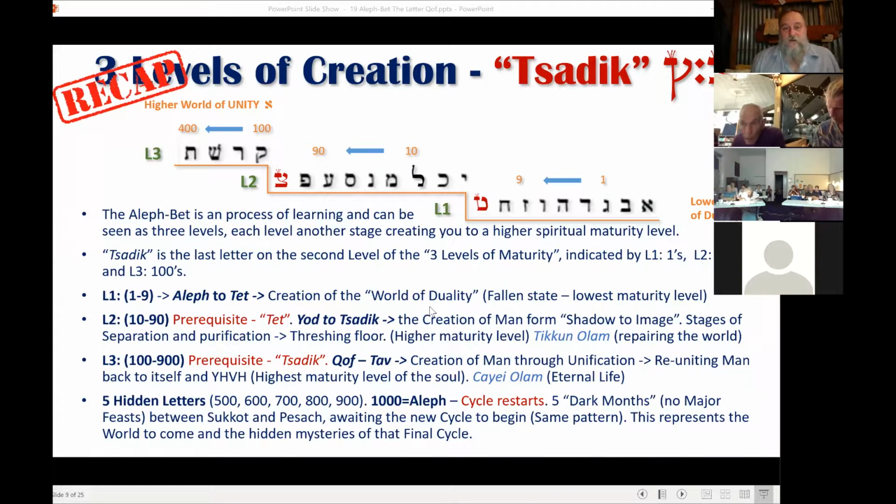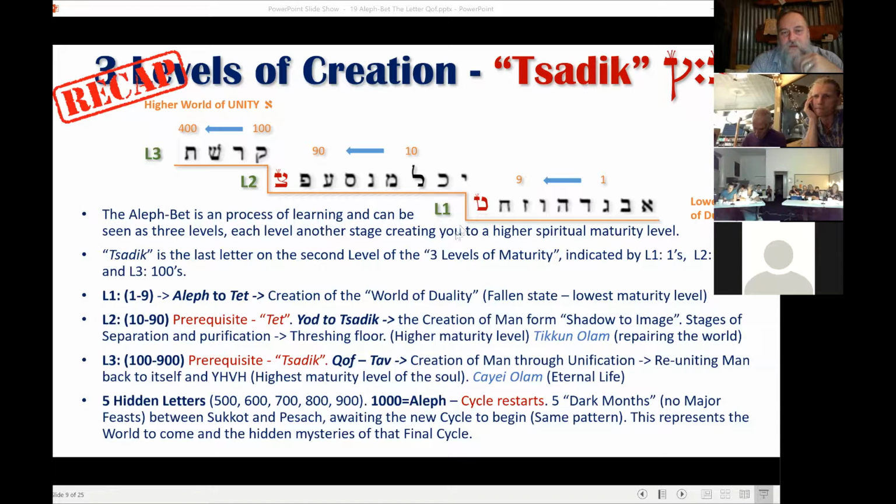So this is the concept of the elevation that's revealed within the Aleph Bet. So that's just the concept. If you just look at the numbers, Aleph to Tet is 1 to 9. Yod, which is the next level, is 10 to Tsadik, which is 90. So you get double digit, yeah? So it's a higher level. And then Goof is 100 to Taf, which is 400. That's triple digits. So you go from 1 to 2 and then to 3, which are the 3 levels depicted.